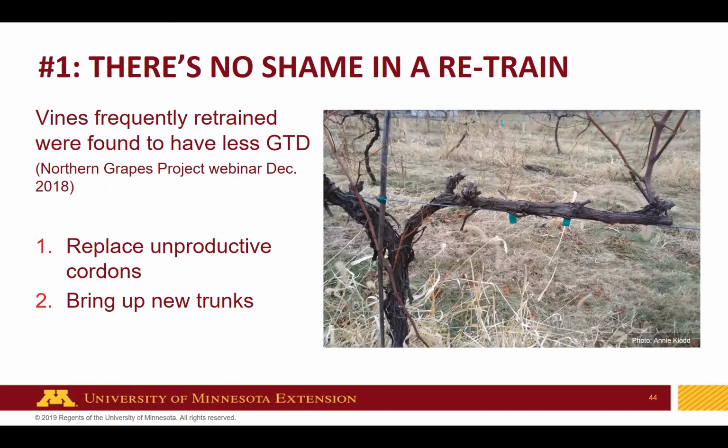So that number 1 tip that I mentioned is retraining unproductive cordons and unproductive trunks. And this is something where some growers do have a hesitation about this, but if you look at this photo on the right, this is from a vineyard I visited in December. I see this a lot. They're keeping that cordon there, even though the cordon is only producing maybe 2 clusters right at the end of the cordon. That's not a cordon worth keeping. And so there's no shame in retraining that cordon.